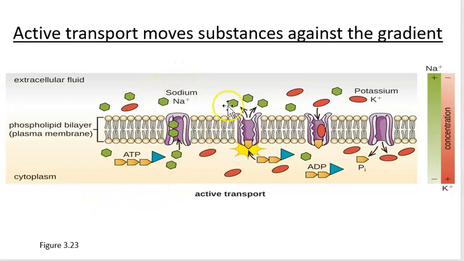So here we can see sodium and potassium ions that are floating around in the solution. They can't move across the membrane because they are charged. So instead, a membrane protein is going to grab onto them, and then that membrane protein is going to burn some energy in the form of ATP molecules in order to allow that transport to occur.